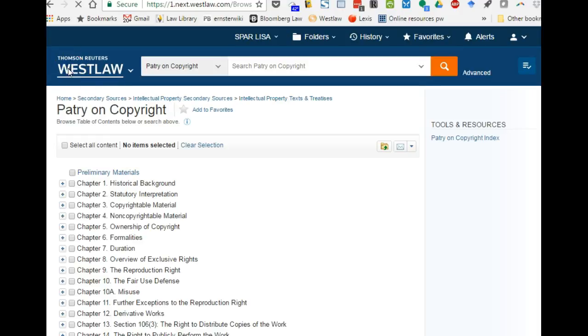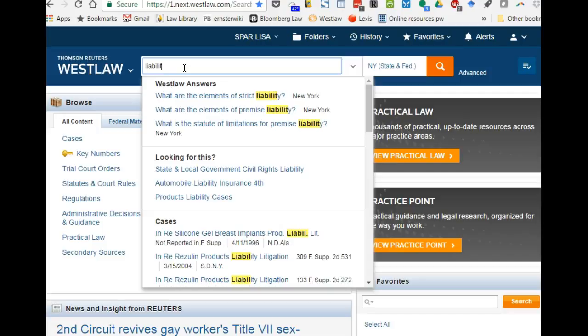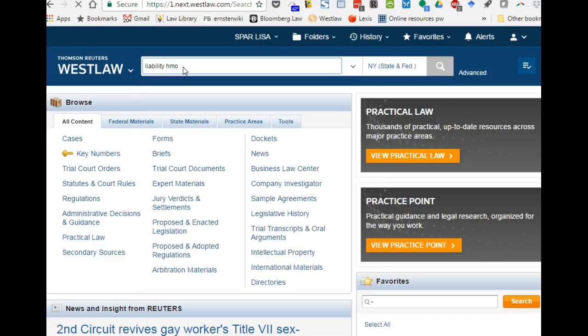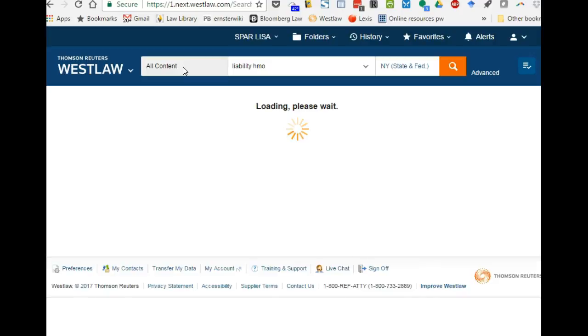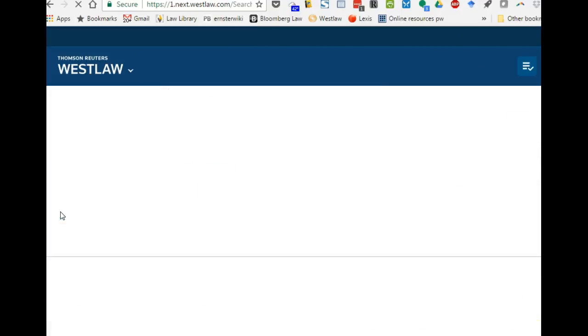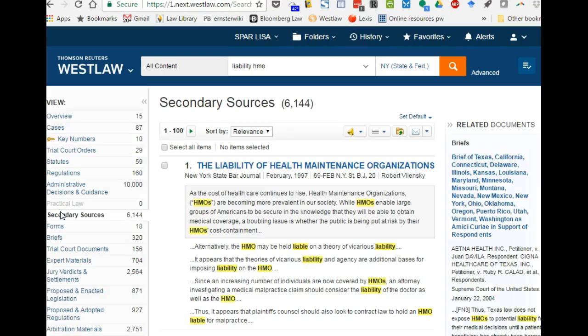If, however, you don't have a particular name in mind, or you haven't browsed, and again, you can browse through secondary sources or your topical practice area or topical area of law, and as usual, we can do our search. And yes, I could have limited ahead of time and probably should have, whichever way.